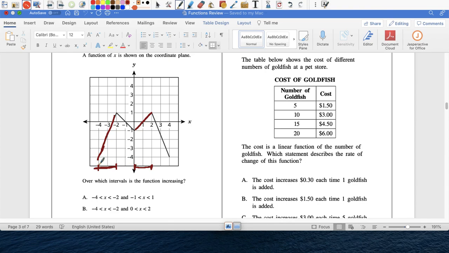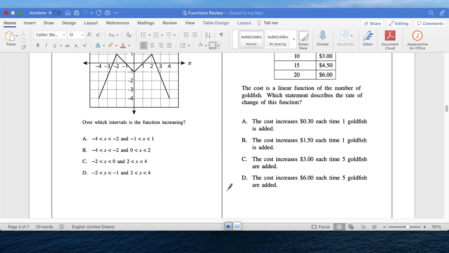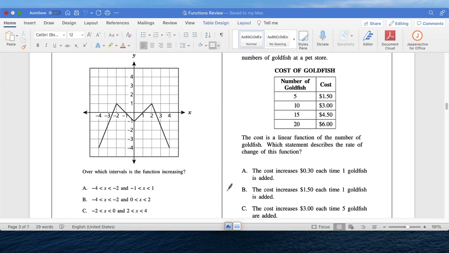And what are the values? Well, here is -4, and it stops at -2 because then it starts decreasing. And then here at 0 and near to 2. So these are the 2 sections where it's increasing: from -4 to -2, and then from 0 to 2. So it looks like B is my answer. Let me just move it. I can't see. Yep, that's my answer.